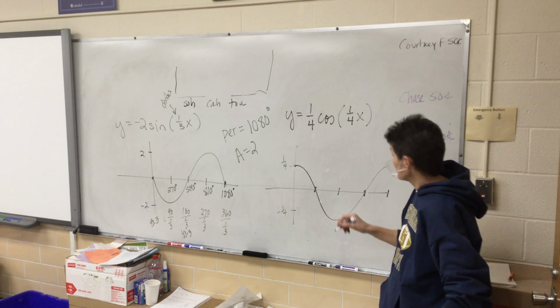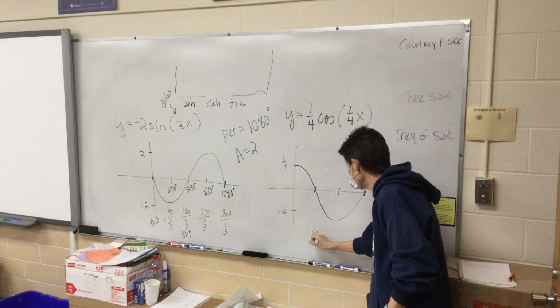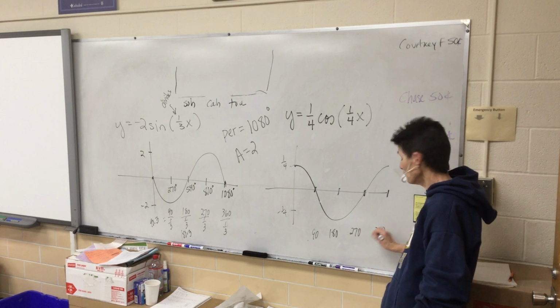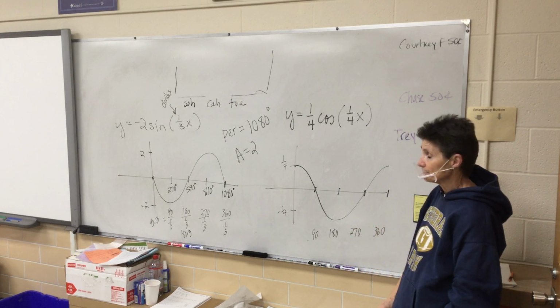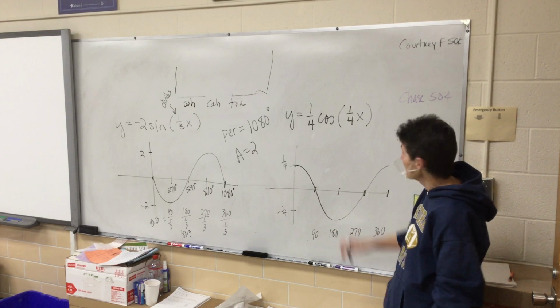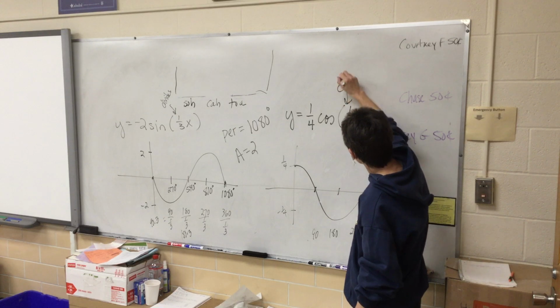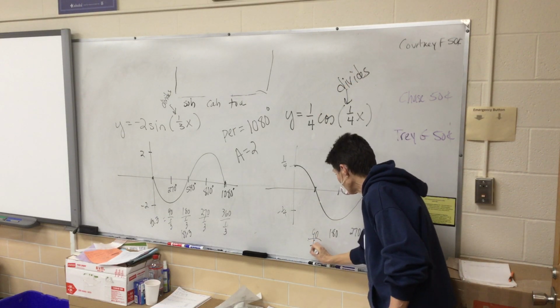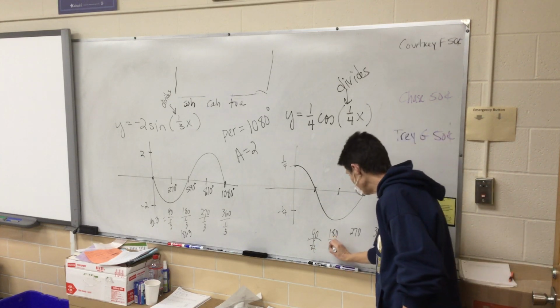Period's not so easy. So we got to remember the originals are these. So write them down if you want. Those are the originals. And this time we're dividing them. This number divides. We're dividing them by a 4. All of them.